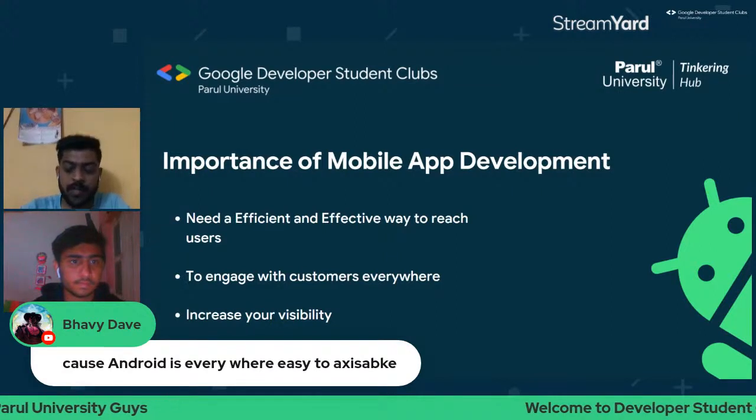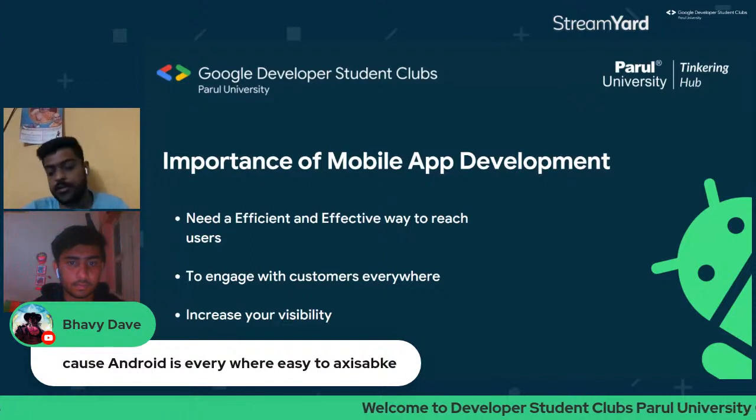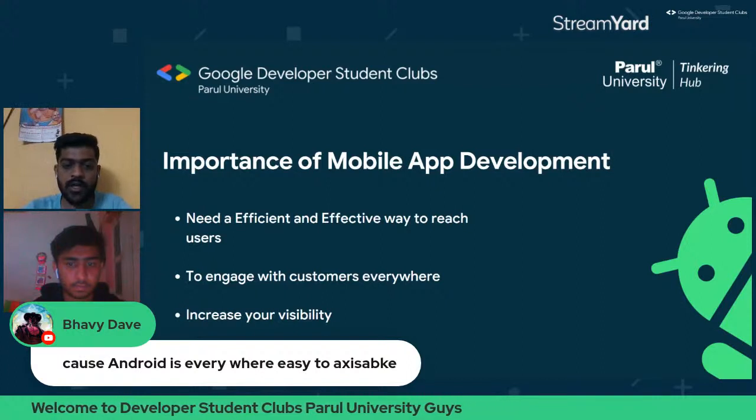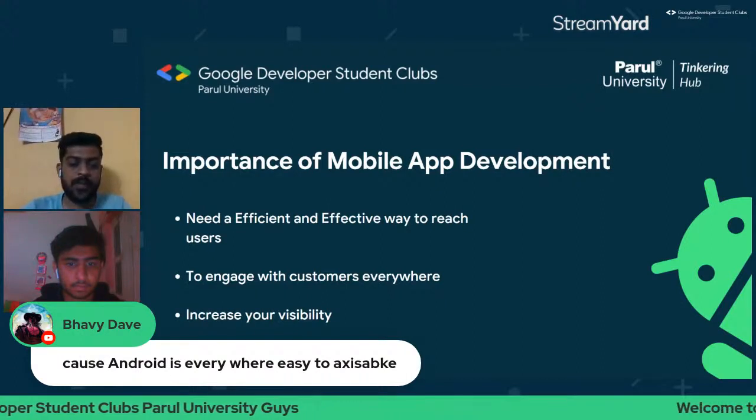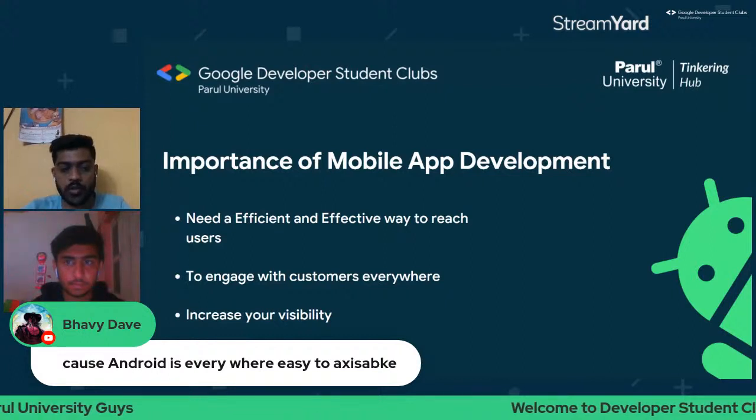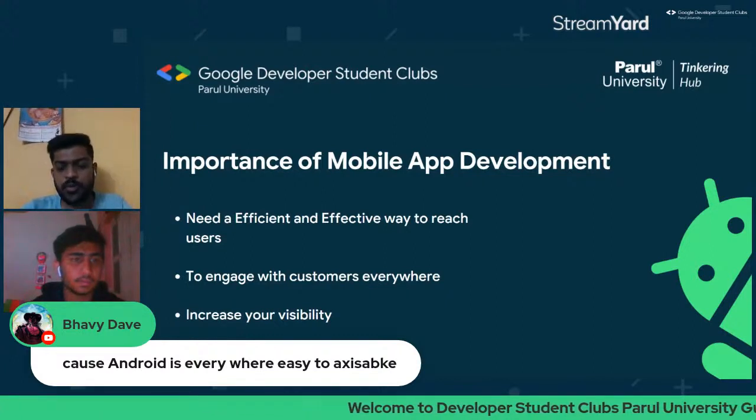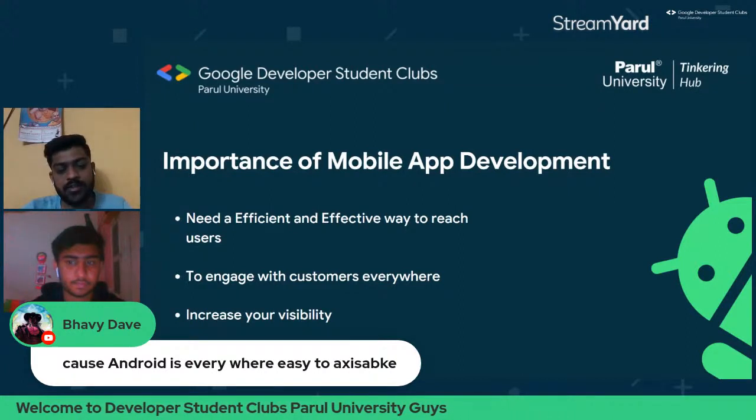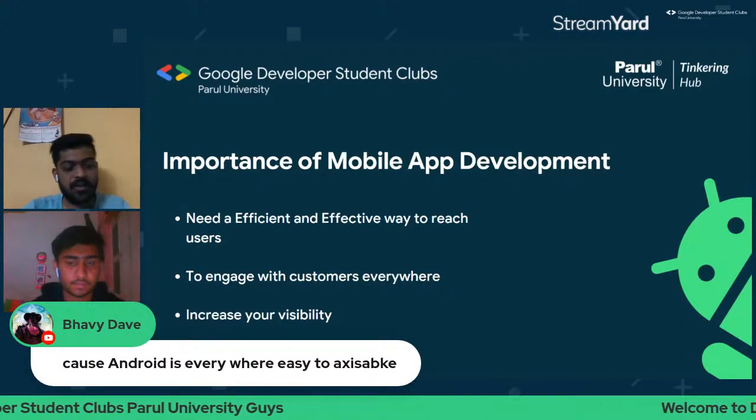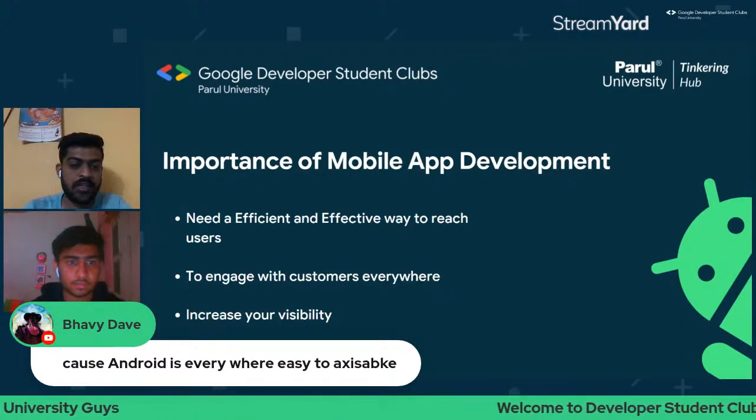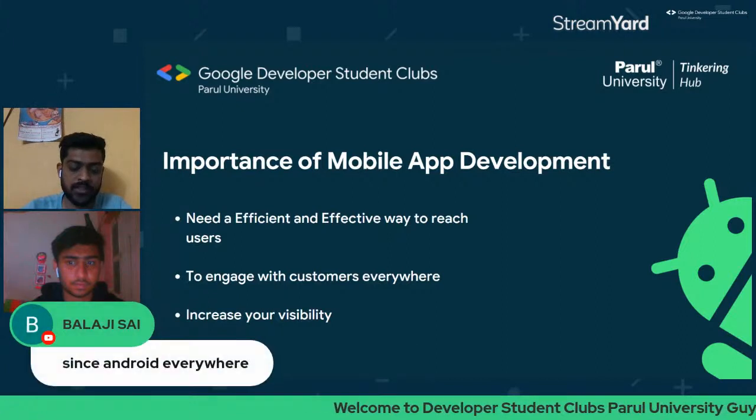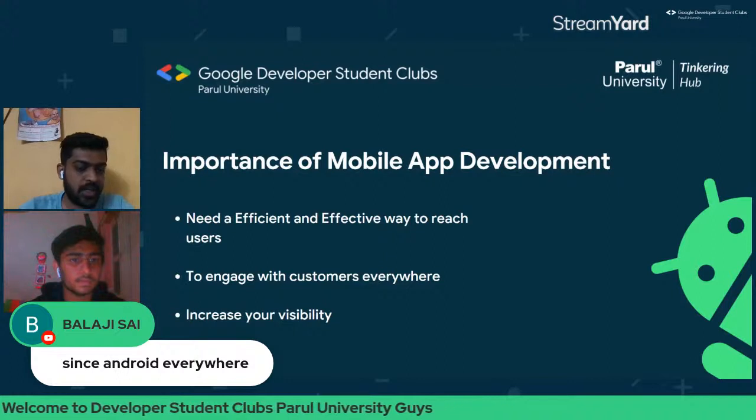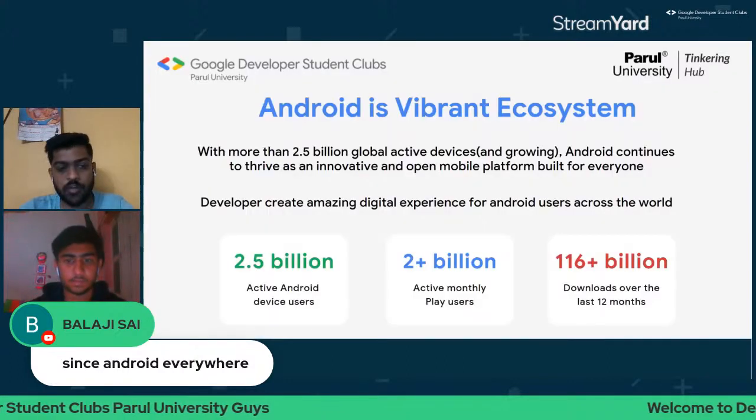If you are using some kind of application, like for medicine, taking an example, if you want to take some medicine, you can just click on the application and place an order. For food also you can do that. There are numerous examples of mobile app development to engage with customers everywhere. Nowadays smartphones are cheaper and everyone is using them, so you increase your visibility in mobile app development.